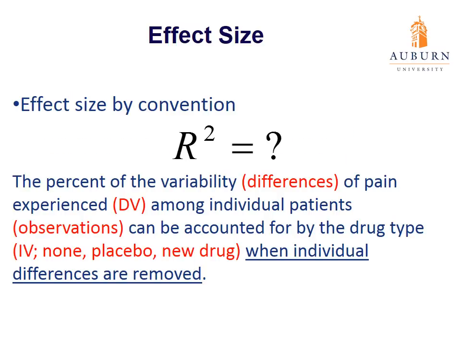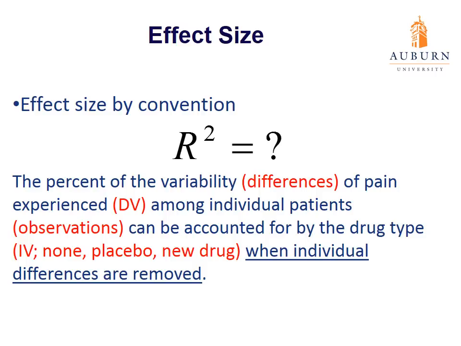As a result, our interpretation for an effect size will change just slightly. So we're still talking about the percent of variability of our dependent variable due to the levels of our independent variable. However, we're going to add the statement at the very end that says when individual differences are removed. So again, remember, in our formula, we're taking the sum of squares for subjects and removing it from the total variability. In other words, we're subtracting out the fact that people differ from each other.